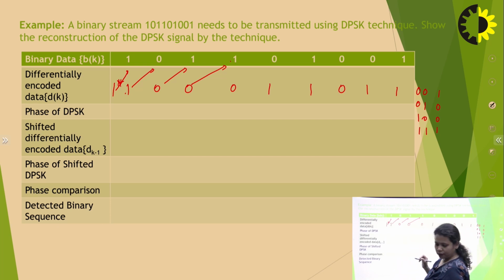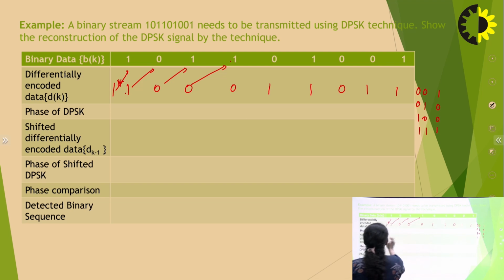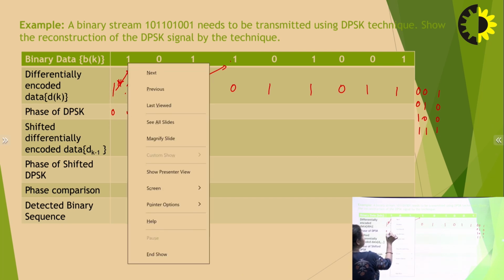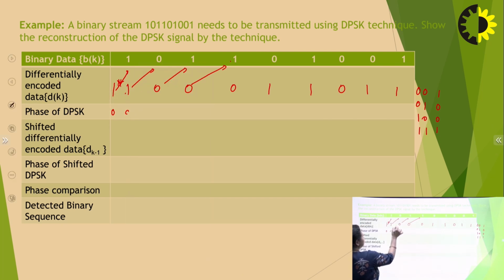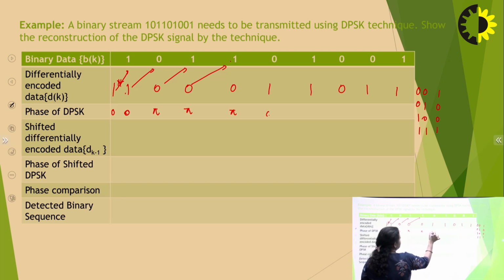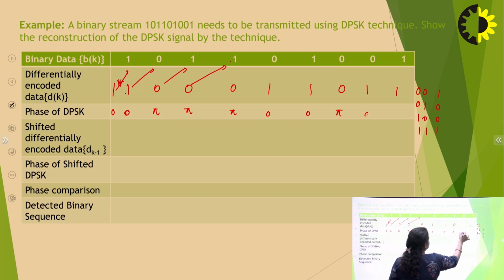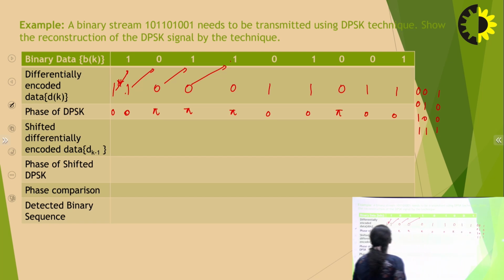So you are getting this particular sequence. Then we have the phase of DPSK. For 1 we use 0 phase, we all know. For 0 we use pi, because it provides a 180-degree phase shift. Right.